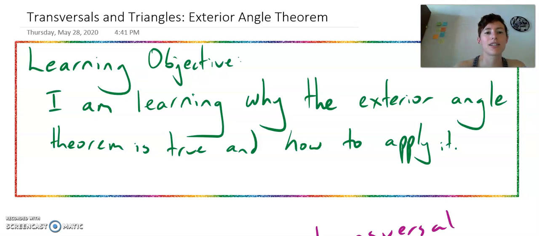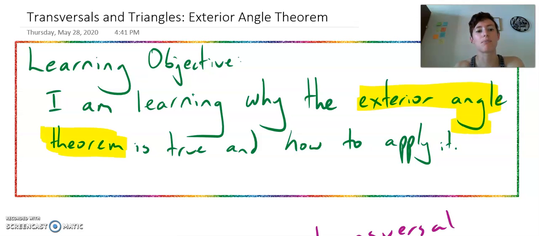Today we're going to be looking at the exterior angle theorem, which has to do with triangles. So we are continuing our Transversals and Triangles mini-series. Our learning objective today is to learn why the exterior angle theorem is true. That's kind of maybe a subtle theme of this mini-series, but really important that we prove to ourselves why things are true. And we're going to look at a couple examples of how to apply it.